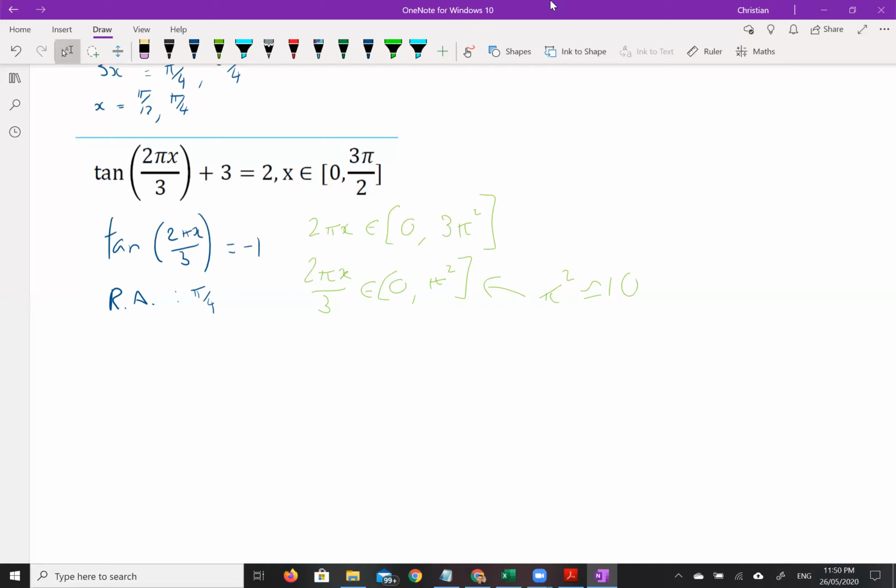Anyway, we have our reference angle, so we can keep going. We need to think about the circle, okay, because we want tan to be negative. Okay, so I know that you guys are quite comfortable reading the circle right now, so I'm just going to move along to show you which quadrants it would actually be in. So we've got one quadrant, which is pi minus the angle, and we've got the other quadrant, which is 2 pi minus the angle. So 2 pi x on 3 is equal to pi minus pi on 4, and 2 pi minus pi on 4.